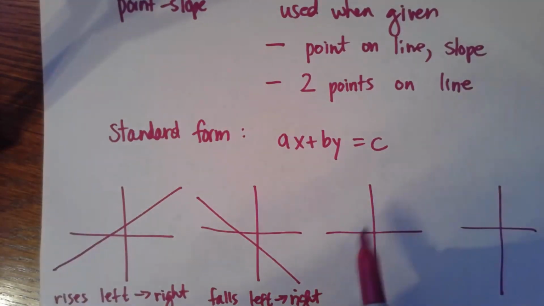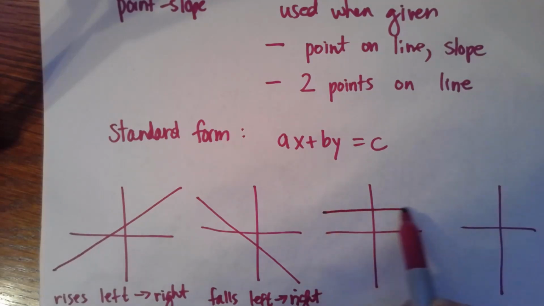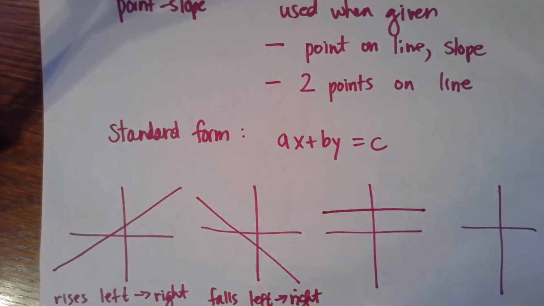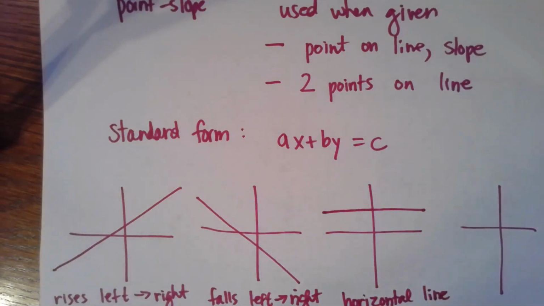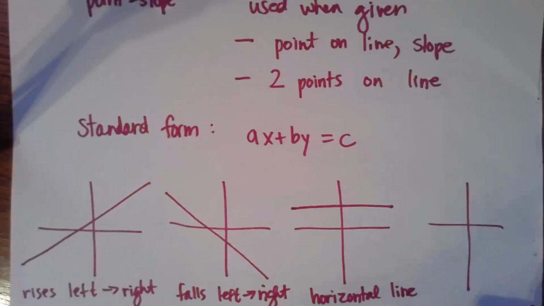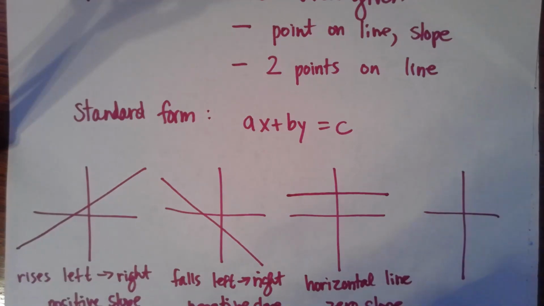And then of course we have lines like this that, from left to right, stay exactly the same. They stay even. Okay, we call this a horizontal line. And horizontal lines have zero slope. Okay. They will be parallel to the x-axis and cross the y-axis somewhere and have the form y equals some constant. Okay. This is just some constant.